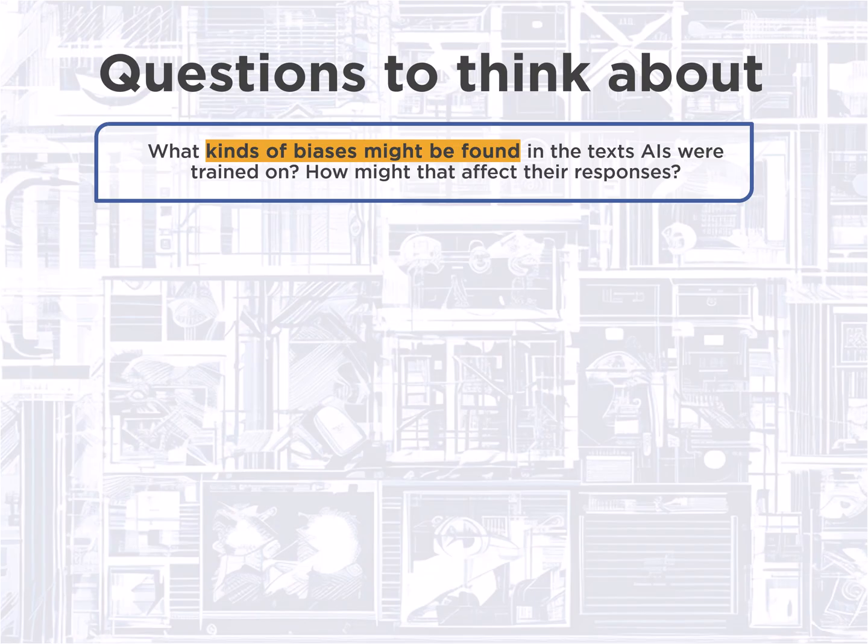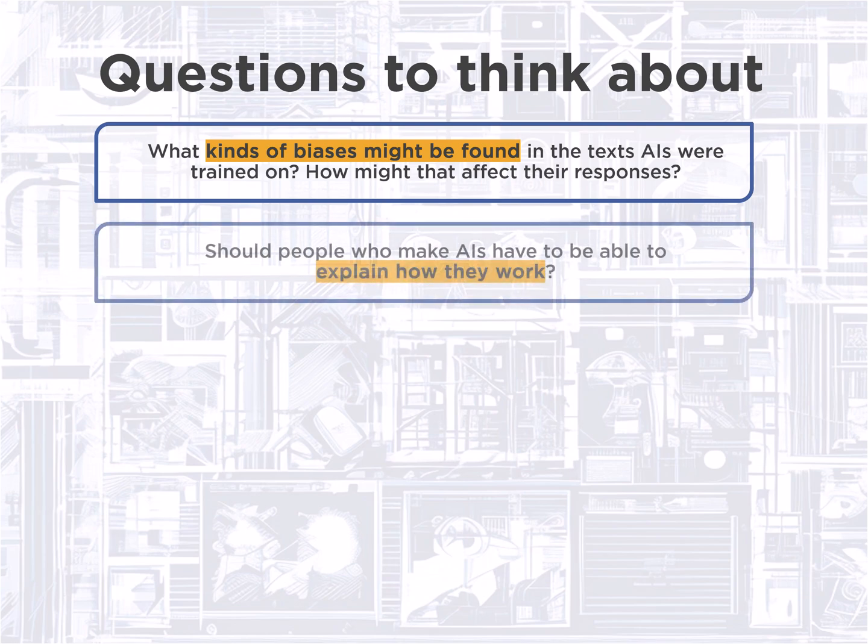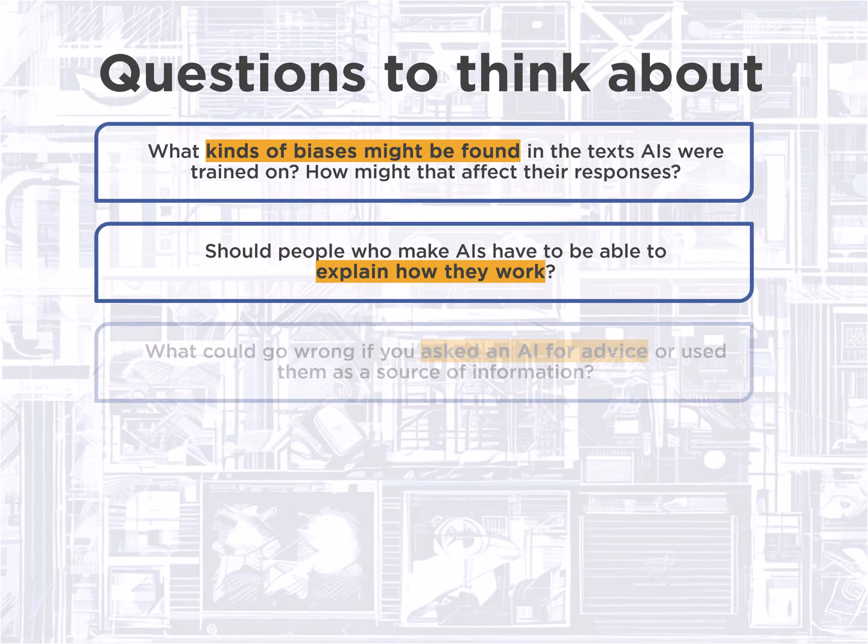What kinds of biases might be found in the texts AIs were trained on? Think about social media posts or old books. How might that affect its responses? Should people who make AIs have to be able to explain how they work? How does their black box quality make it hard for designers to make safeguards or guardrails that might prevent some of the other problems?